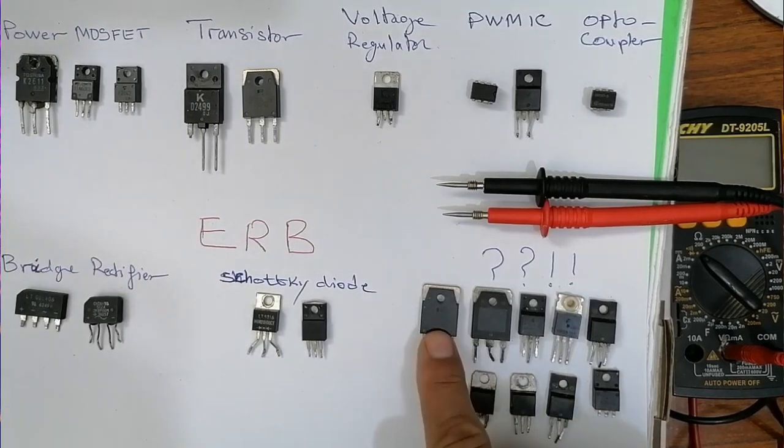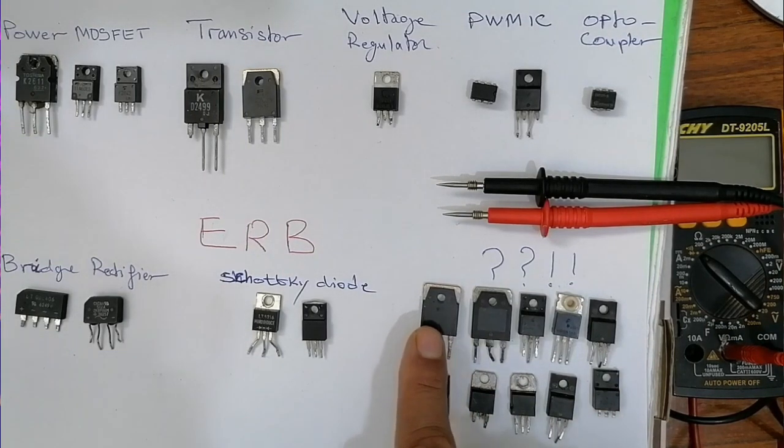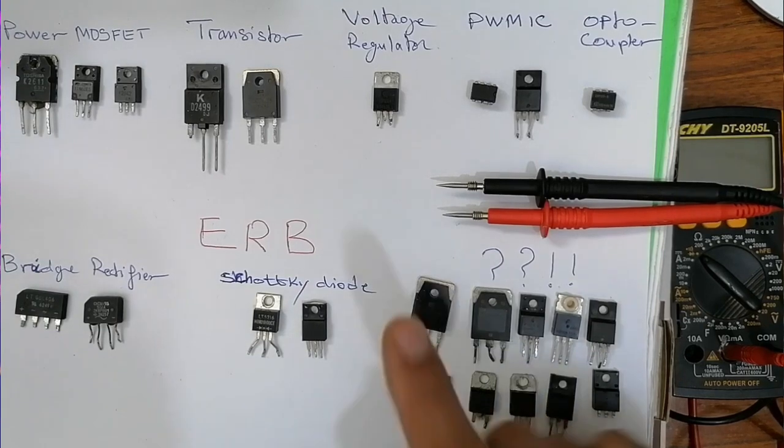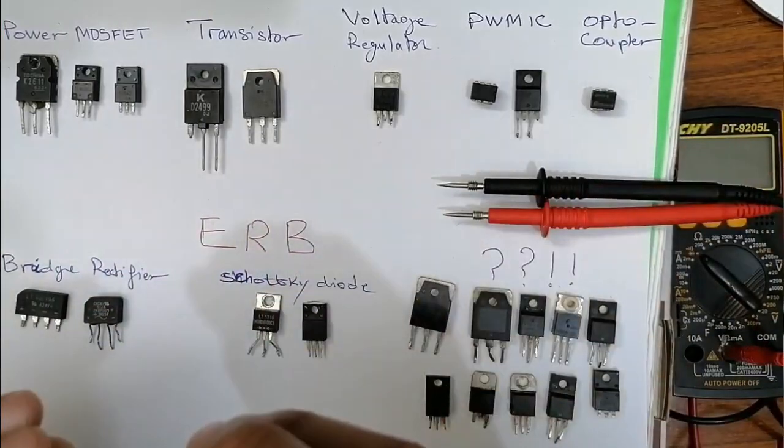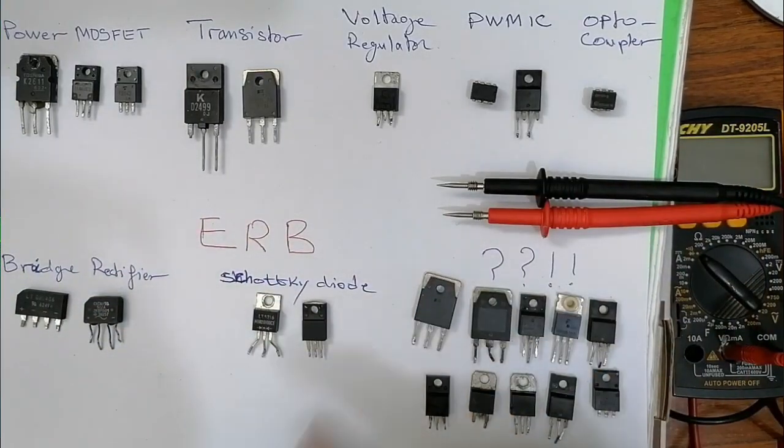Because this one, for example, is it a transistor, a Mosfet, a voltage regulator, a Schottky diode, or what? Based on what we can identify whether the component is a transistor, Mosfet, etc.